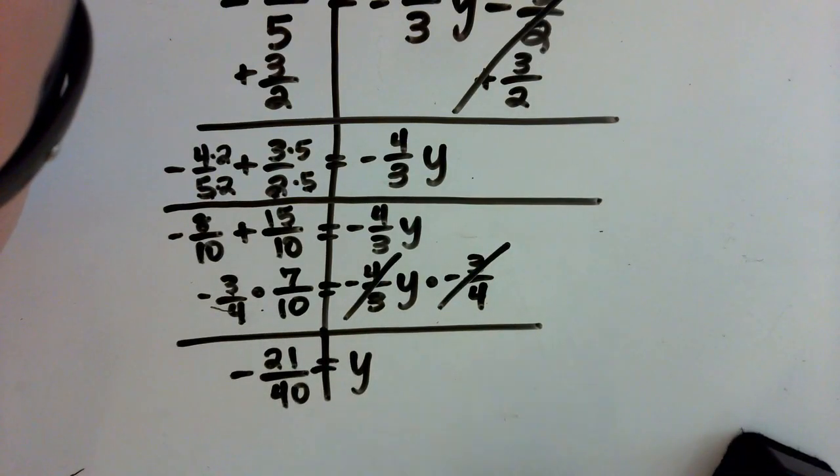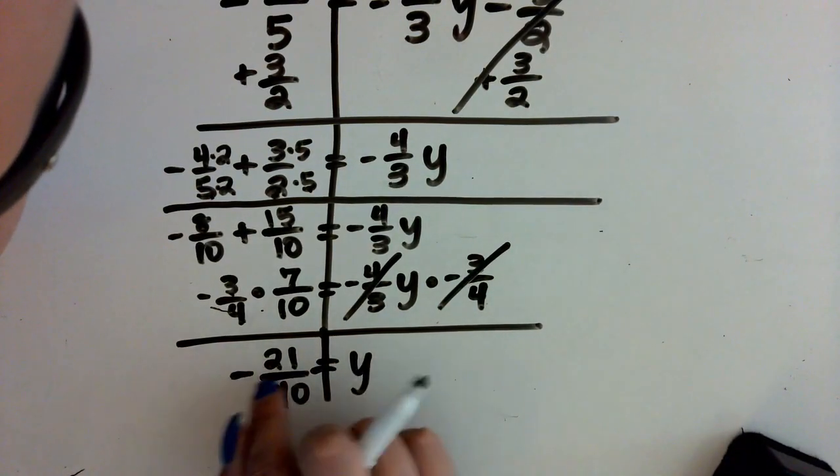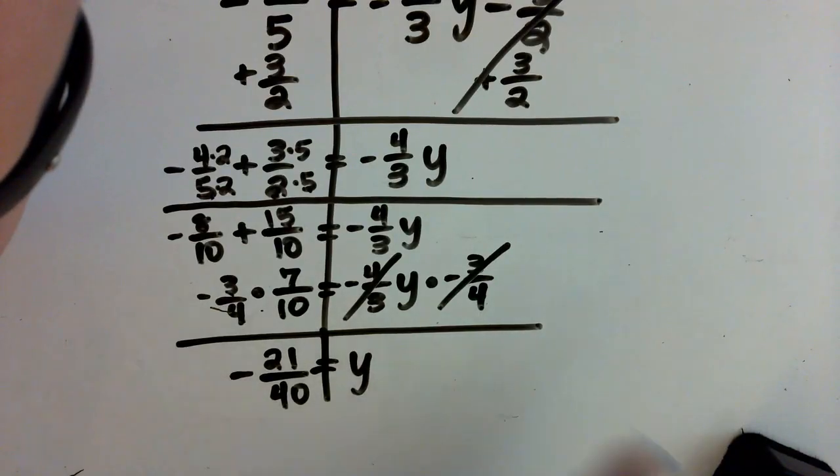Again, I know that this is as simplified as it can be because negative 21 as well as 40, the only factors that go into both are 1, okay?